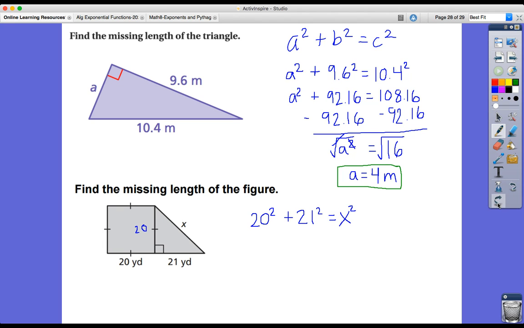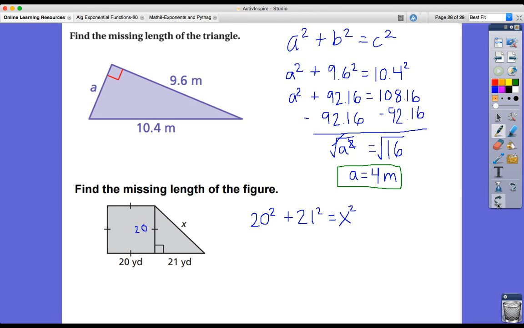Now this would work just the same if the hypotenuse is the one that we were given, and we need to figure out one of these two sides. We would do the same thing as we did up here. Either A is what we don't know, or B is what we don't know. But in this case, it just happens to be the hypotenuse that we don't know.